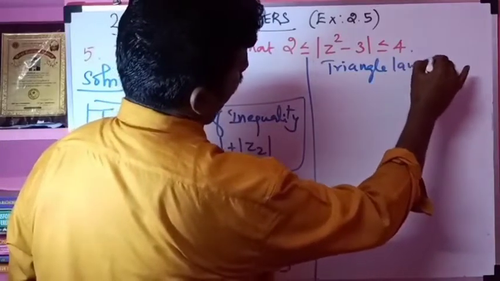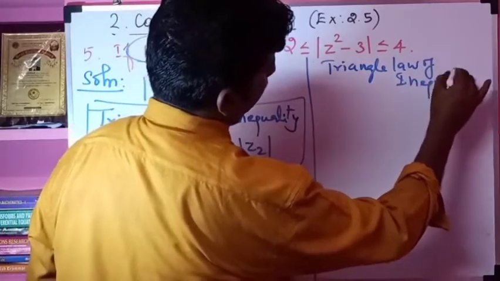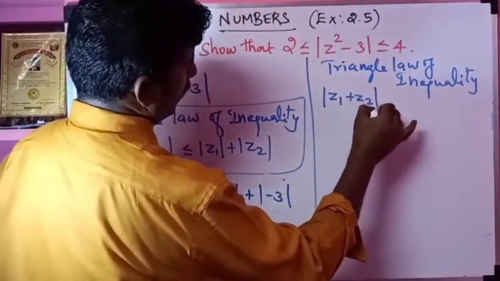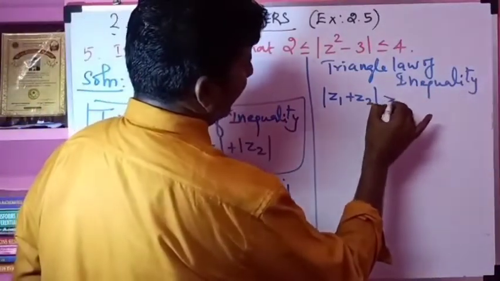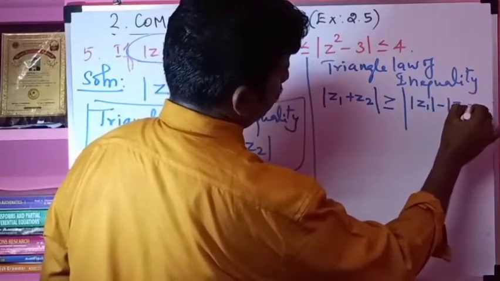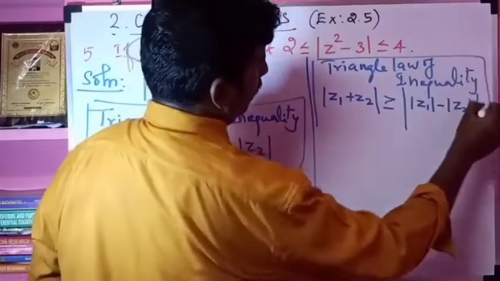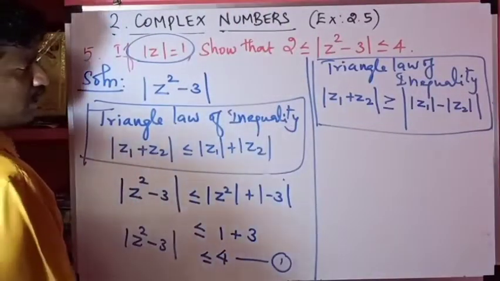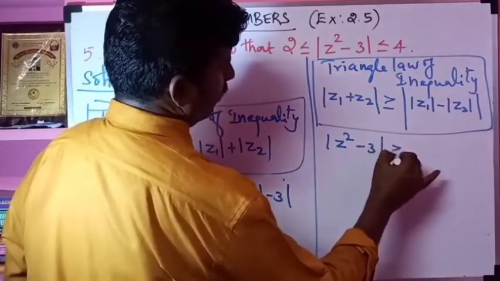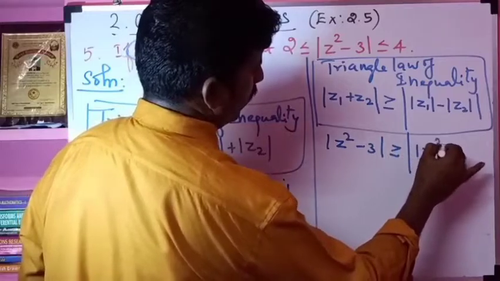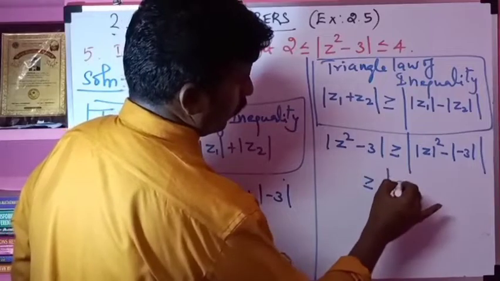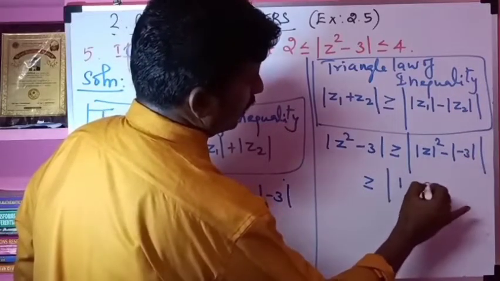The triangle law of inequality. What is that? The modulus z1 plus z2, right? So this is for the greater than or equal to, meaning the whole modulus: the modulus z1 minus the modulus z2, right? This is for the greater than condition property. So this is the determinant z square minus 3, greater than or equal to the whole modulus, the modulus z square minus modulus minus 3. So which is the modulus z square 1 minus this is modulus minus 3 plus 3.